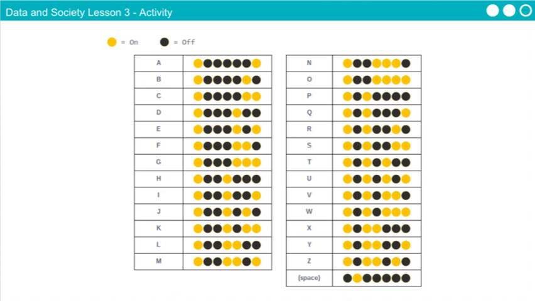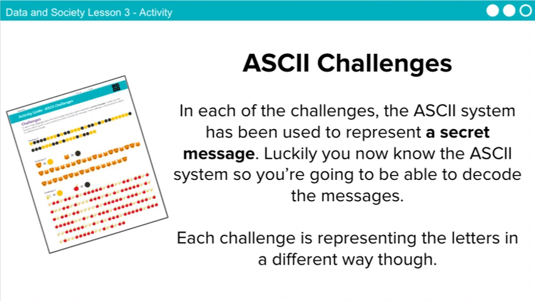So now you're going to complete the ASCII challenges. This is our activity guide. In each of the challenges, the ASCII system has been used to represent a secret message. Luckily, you know the ASCII system, so you're going to be able to decode the messages. Each challenge is representing the letters in a different way though. So you're going to pause the video here so that you can complete the activity guide, and you're going to submit that.